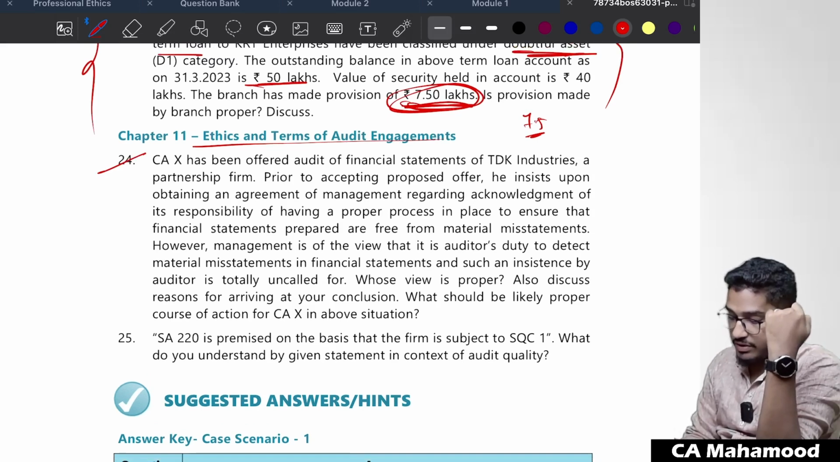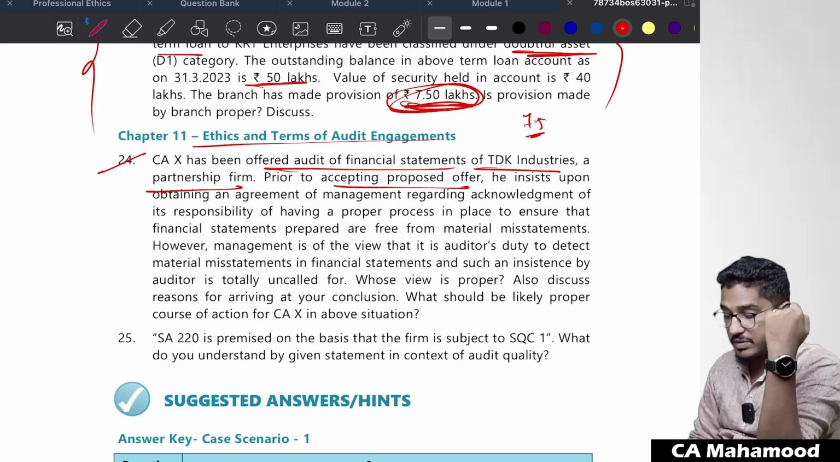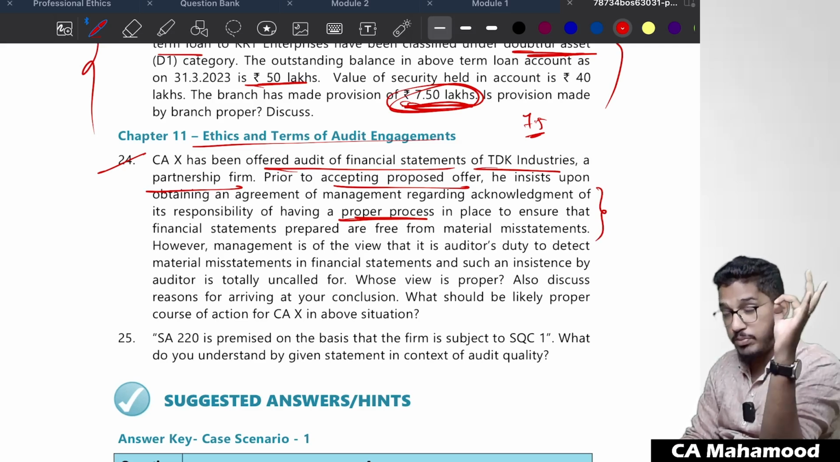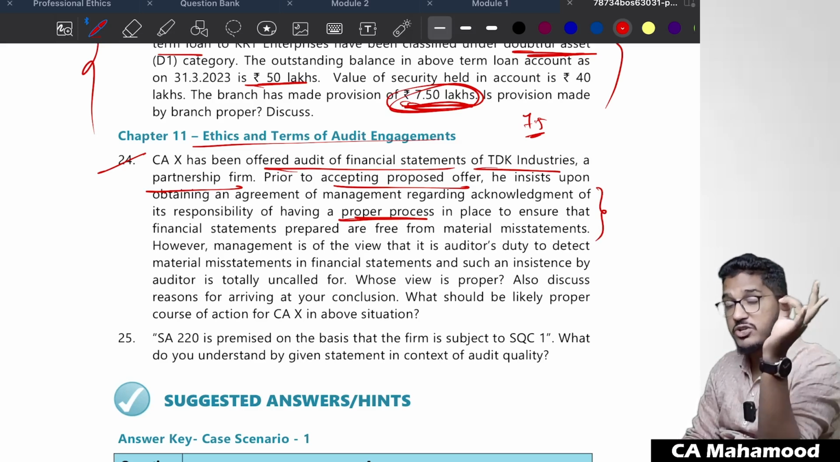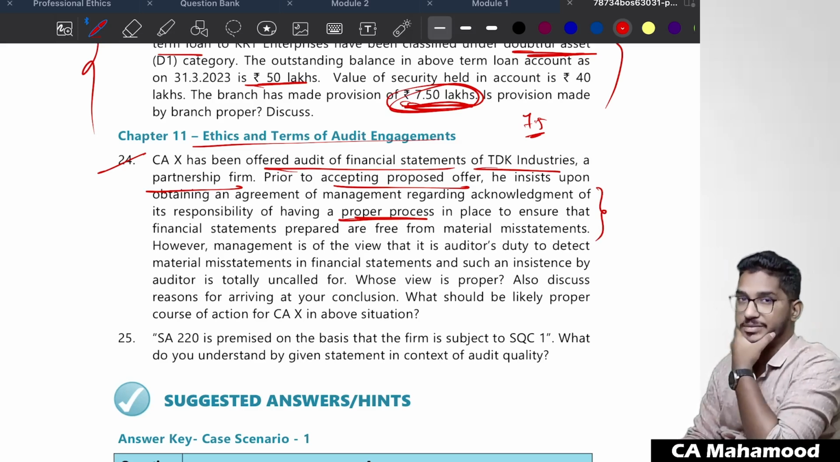CA X has been offered audit of financial statements of TDK Industries, a partnership firm. Prior to accepting the proposed offer, he insists upon obtaining an agreement of the management regarding acknowledgement of its responsibility of having a proper process in place to ensure that financial statements are free from material misstatements. That means before accepting the audit, the auditor asked the management to confirm that they have a proper process in place which will make sure that financial statements do not contain material misstatement.